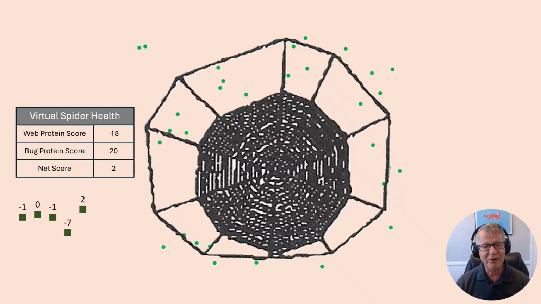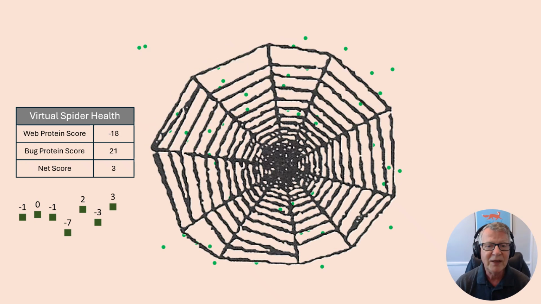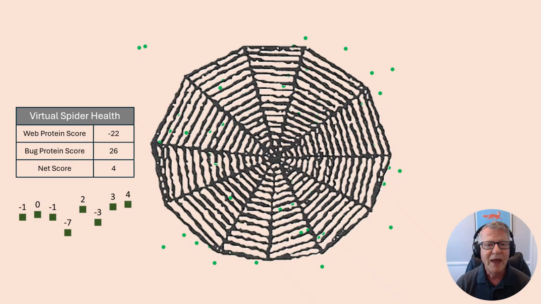This one is more of a basket weaver than a web spinner. The protein score was about the same as last. It actually is netting a positive, so that's not bad. This one, it nets a negative just because of where it intersects with those green dots. And here we finally have something closer to a successful modern day spider web that the spider that spun it evolved into.